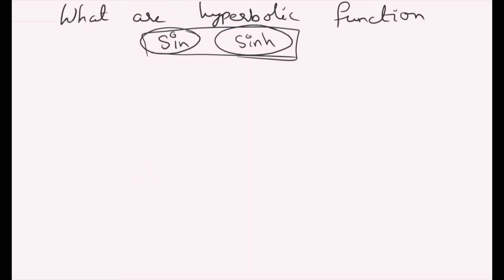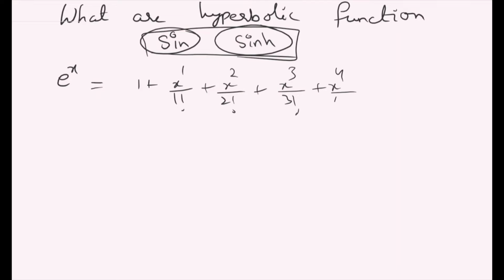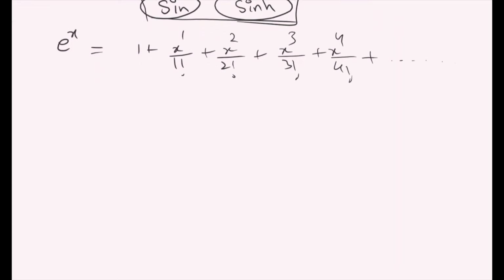We know that the expansion of e power x is given by 1 plus x power 1 by 1 factorial plus x power 2 by 2 factorial plus x power 3 by 3 factorial plus x power 4 by 4 factorial plus till infinity. This is the expansion of e power x.